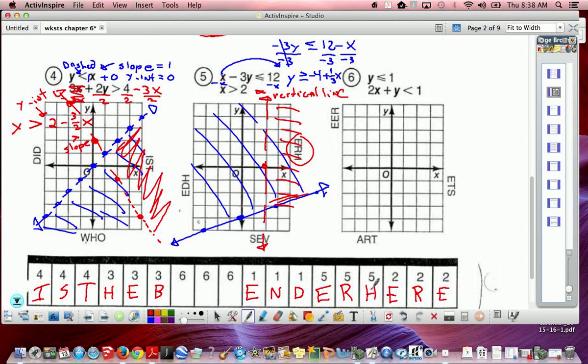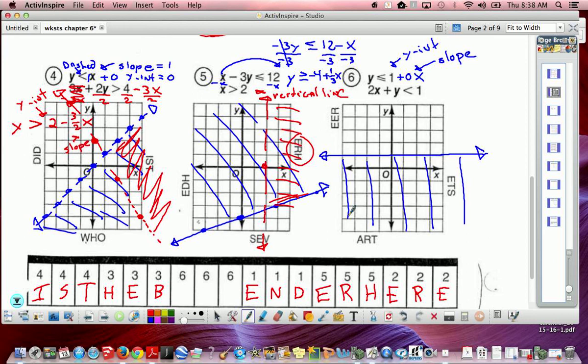Okay, you can almost probably figure out what the answer is. But let's get the last one. So our last one, y is less than or equal to 1. Well, we know that's a horizontal line at 1. You can think about it like this: 1 plus 0x. So there's my y-intercept, there's my slope. I need to shade below this line since it's a less than.